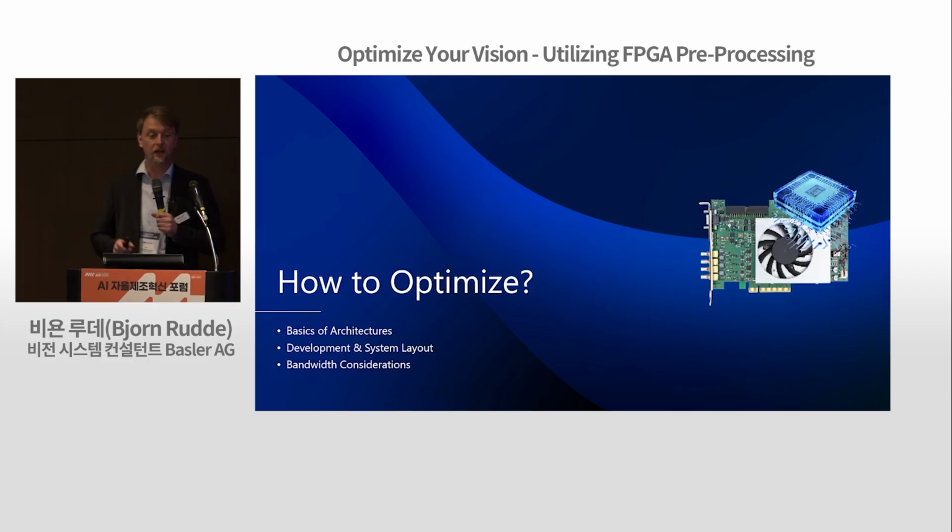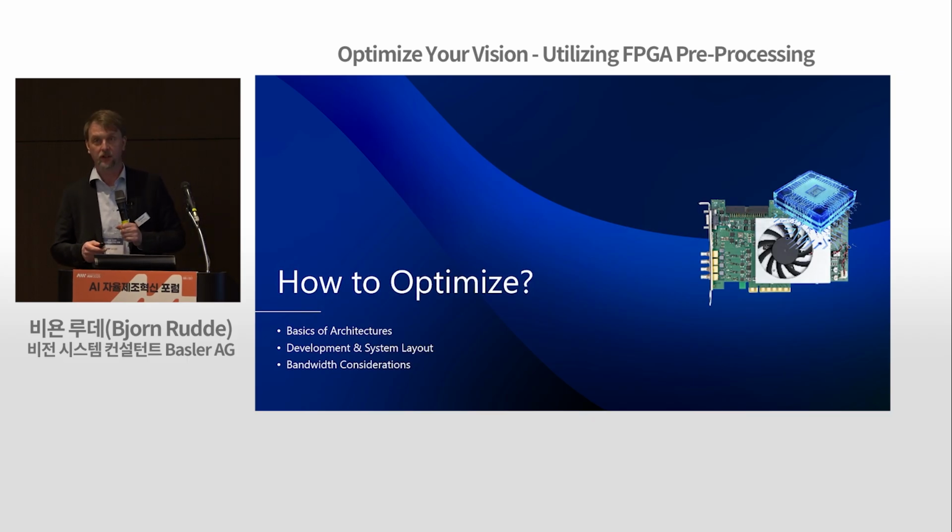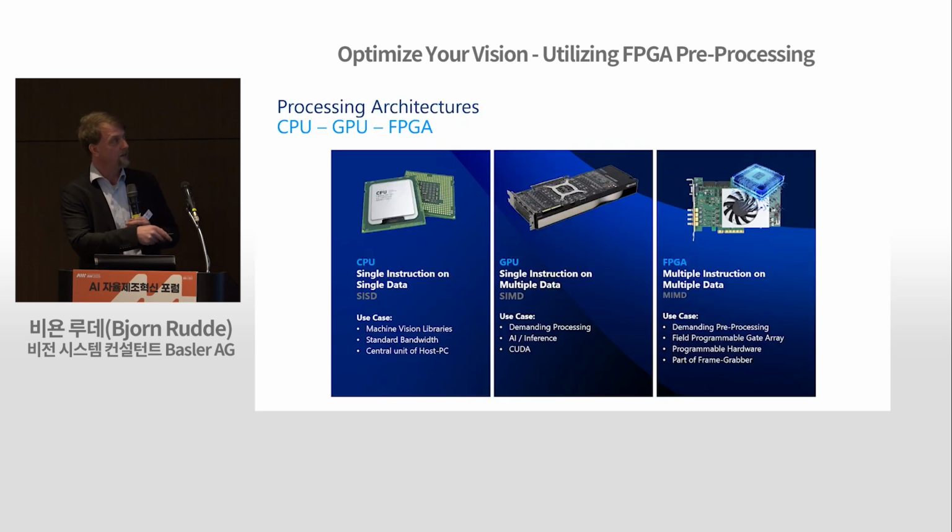We will now step into some slides explaining how to optimize the system. What are the basics of the architectures, then how to develop on this one, and later on some bandwidth considerations regarding this. When we look into the machine vision market, when it's about extracting the information out of the images, the CPU and the GPU are well known and very often used for finding these details. But it's also possible to use the FPGA as an architecture.